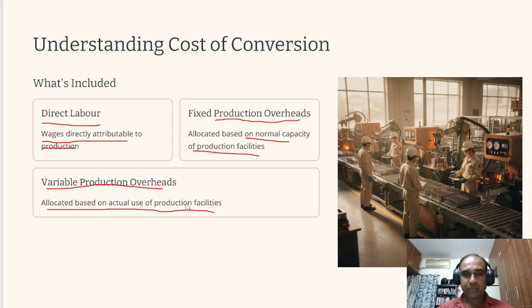If in a day 10,000 units can be manufactured, that is the normal capacity, not the actual capacity. If the normal capacity is 10,000 units and the fixed overhead is 10 lakhs, then 10 lakh divided by 10,000 units. That way we have to calculate the fixed production overhead to be allocated. Clear? So direct labor, fixed production overhead will be based on normal capacity, and variable production overhead will be based on actual capacity.